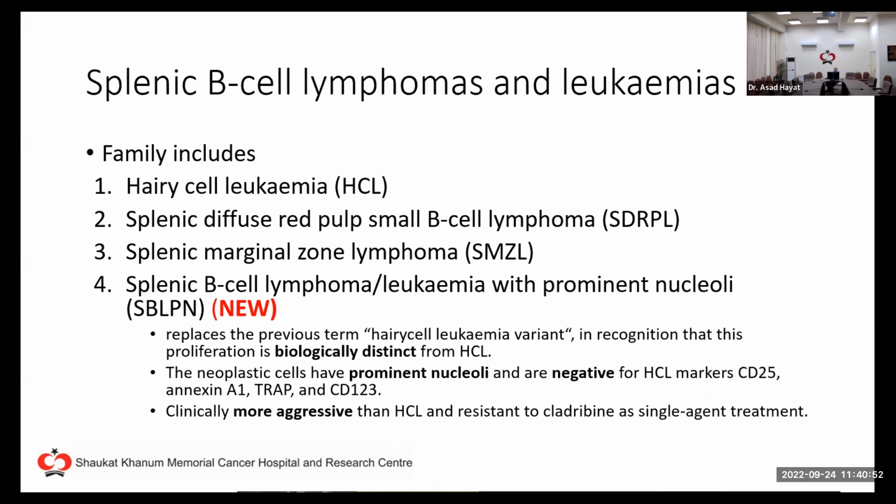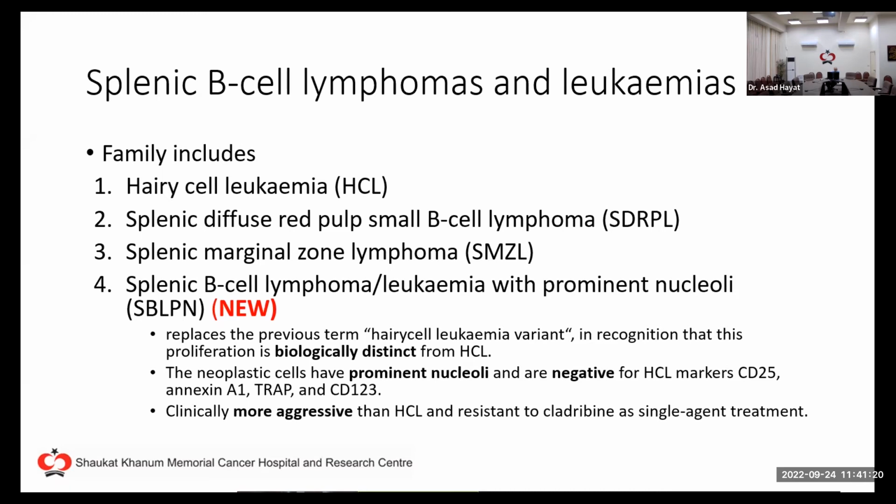So splenic B-cell lymphomas and leukemias already include hairy cell, splenic diffuse red pulp small B-cell lymphoma, and splenic marginal zone lymphoma. The new entity that they've come up with is splenic B-cell lymphoma/leukemia with prominent nucleoli. And somehow all the new entities appear to have longer and longer names. This is something that is happening. And what this replaces is the entity of hairy cell leukemia variant.